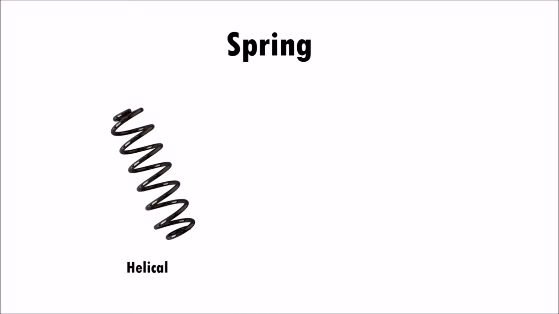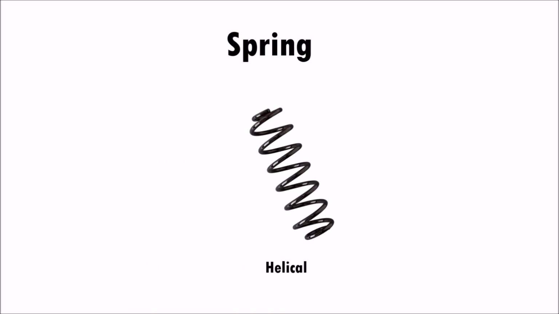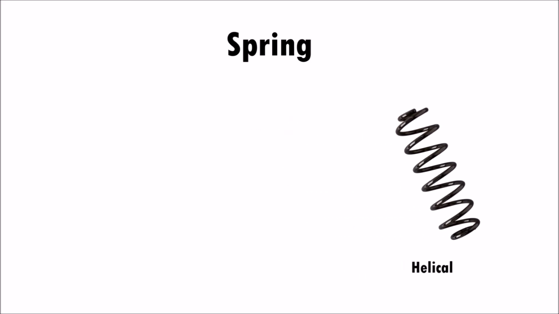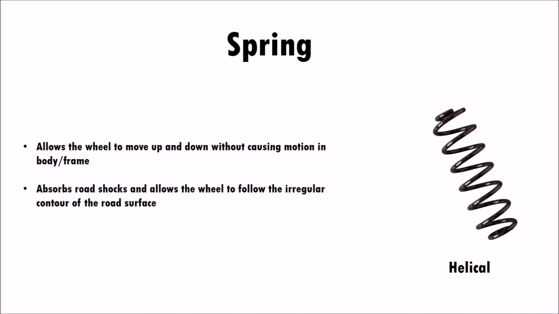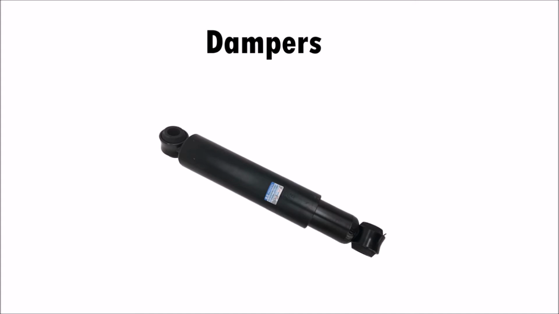The helical spring is made up of a wire of special spring steel formed into the shape of a coil. Light vehicles employ helical springs to allow the wheel to move up and down without causing motion in the body or the frame. They absorb the road shocks and allow the wheel to follow the irregular contour of the road surface. Our next component is the damper.